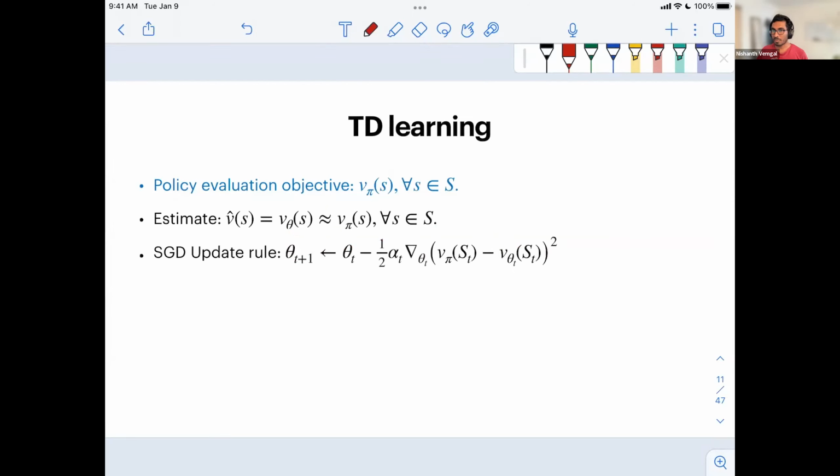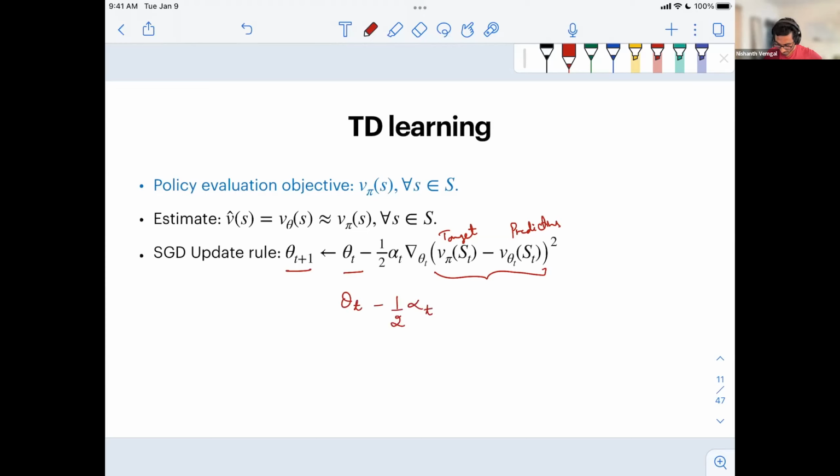The way to go about this is the stochastic gradient descent update rule, which is very common in supervised learning. SGD updates its parameters as follows: we have theta t plus 1 that we want to get to, and theta t, the parameters at time step t. We take the mean squared error between the target and our predictions and minimize this error to get the update rule. So it turns out to be this one.